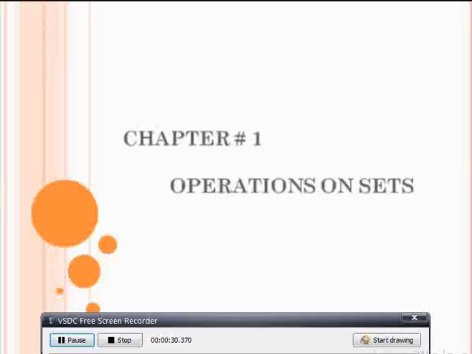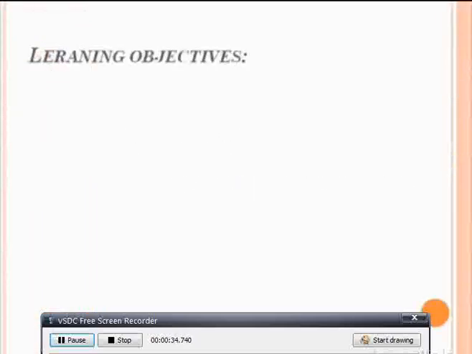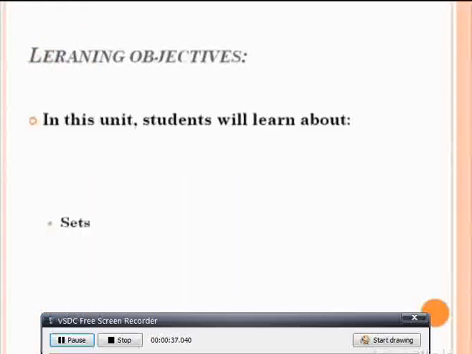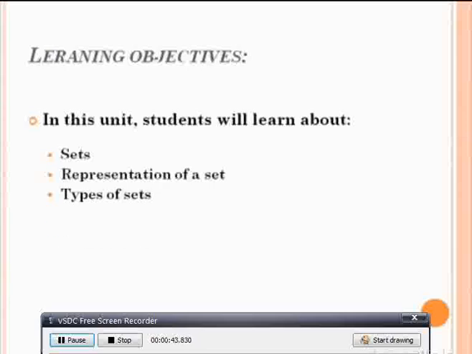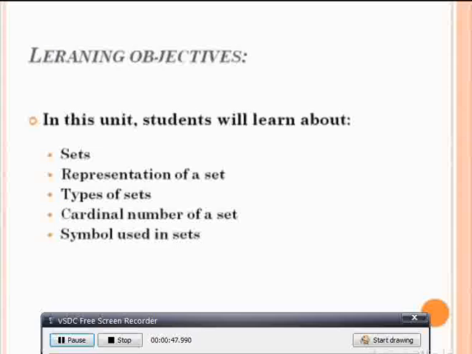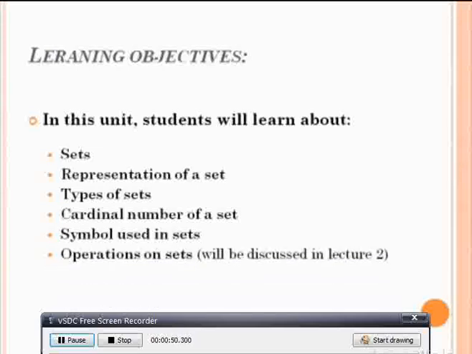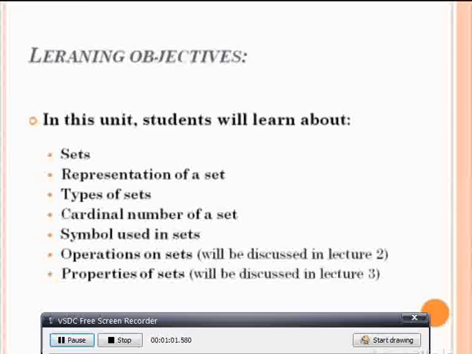Today we will start chapter number 1, operations on sets. In this chapter, you will learn about sets, representation of a set, types of sets, cardinal number of a set, symbols used in sets, then operations on sets. This topic will be discussed in the second lecture of chapter 1. Properties of sets. This topic will be discussed in the third lecture of chapter number 1.